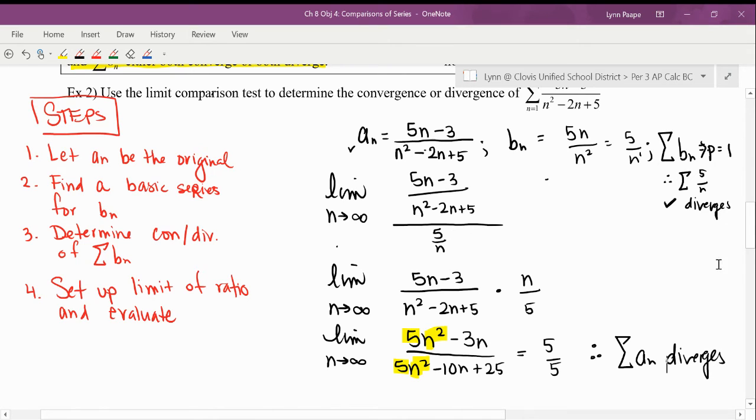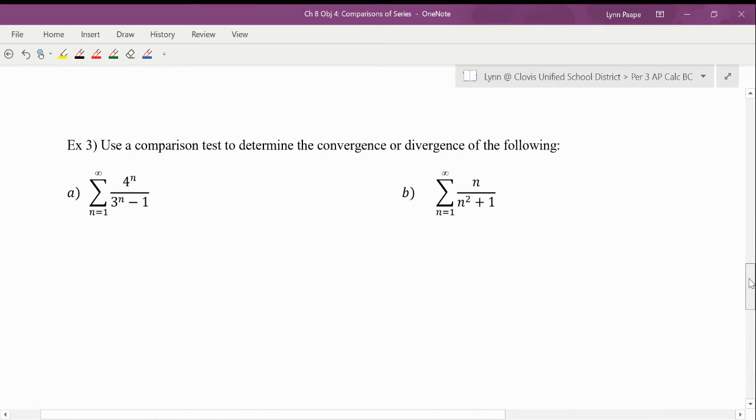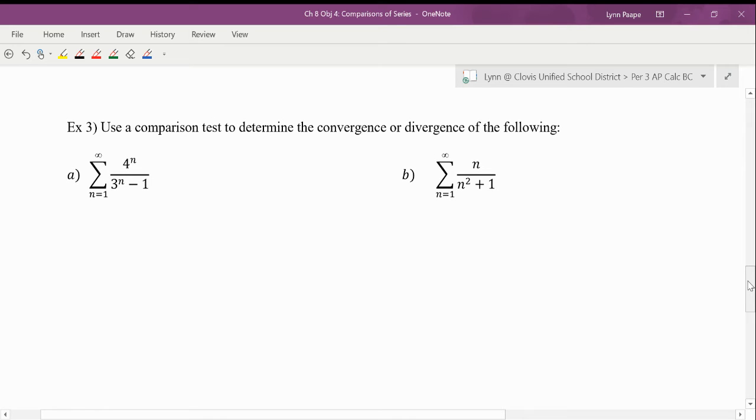Okay, so let's do 2 more examples here. And this one just says use the comparison test. So you can do whichever one you want, limit or direct, it doesn't matter. So I'm going to go ahead and just do direct on this one and then hope it works, right? First thing I'm going to do is write out my original. So that would be 4^n over 3^n minus 1. And then for my basic, I'm going to get rid of the extra. So in this case, the negative 1 is the extra. So I would have 4^n over 3^n, which is the same as (4/3)^n.